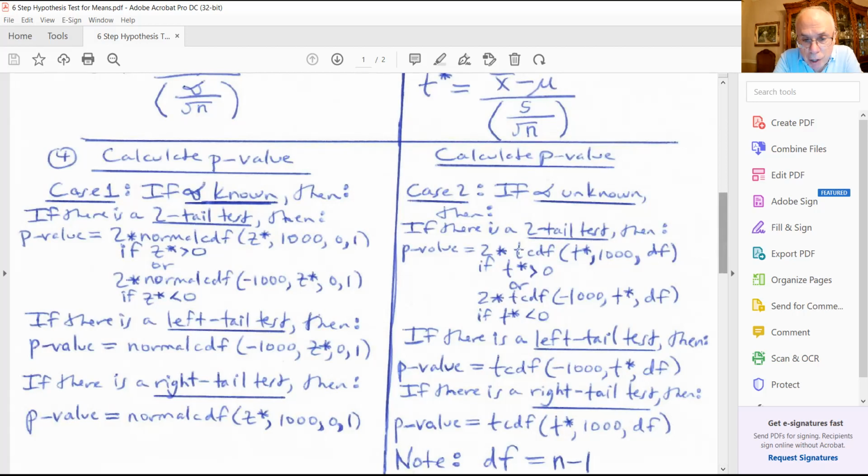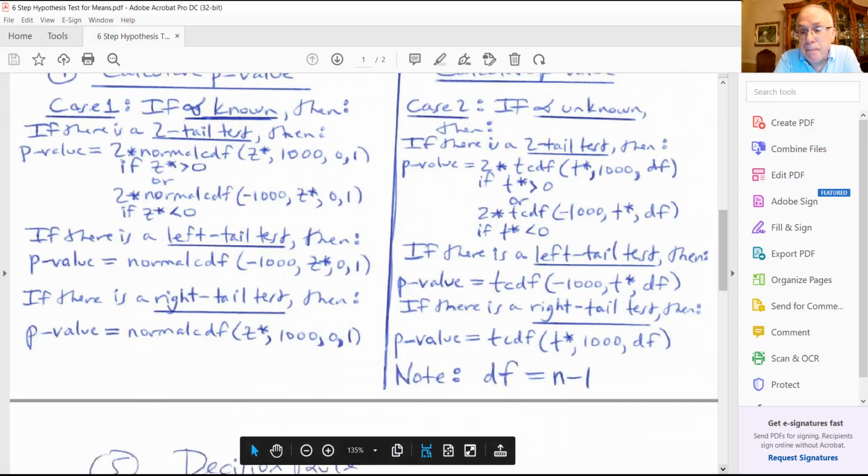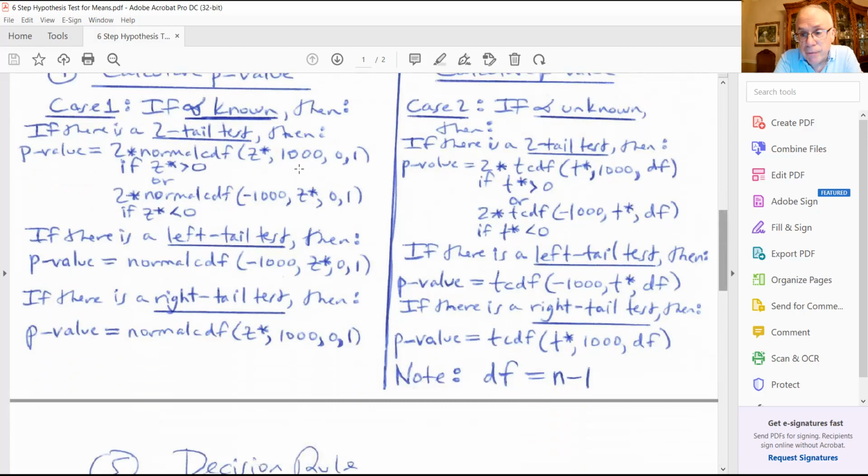But the structure is the same here. As you can see, the 2 cases where T star is greater than 0 and less than 0 for our two-tailed test. And the left tail test and right tail test, pretty much the structure is the same as case 1. We're using TCDF instead of normal CDF.